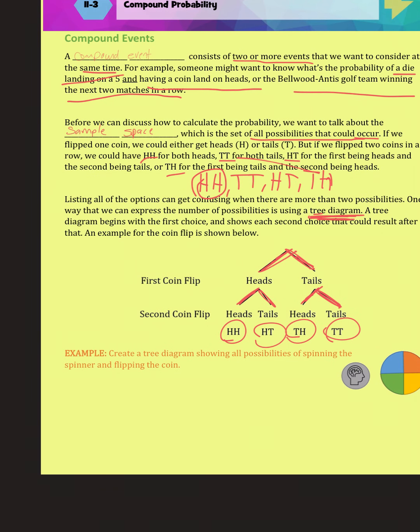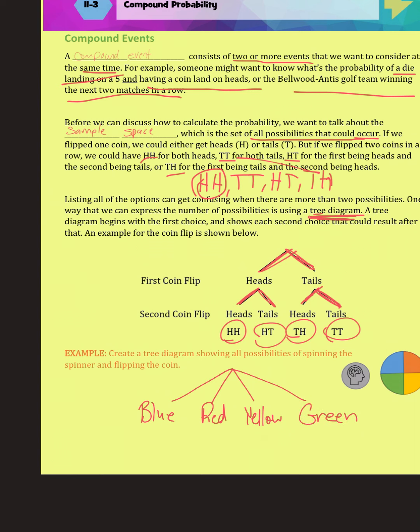So let's look at this example and actually create one. It says create a tree diagram showing all the possibilities of spinning the spinner and flipping the coin. So let's spin the spinner first. So we're starting with nothing. If we spun the spinner, there are 4 different options that we could have happen. We could land on blue. We could land on, I'm calling that red. It's kind of like orangish. We could land on, I'm calling that yellow in the bottom right. Or we could land on green.